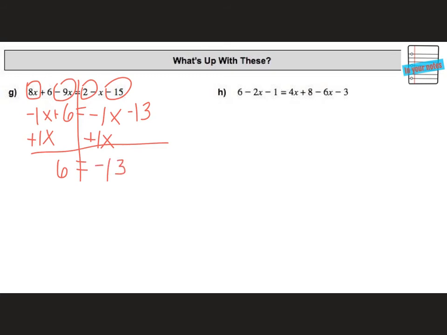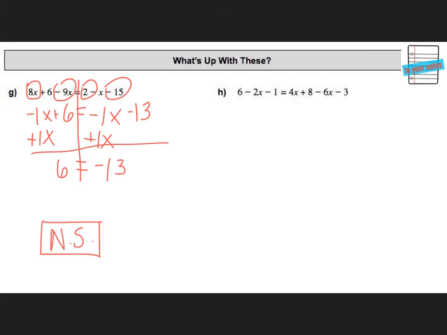Now we want to ask ourselves, 6 equals negative 13. Is this true? Does this make sense? And we'll see, no, this is not true. This is going to be an example of a no solution, and we'll abbreviate here, no solution. So this means whatever value we think of for x, nothing will work to make this equation true.